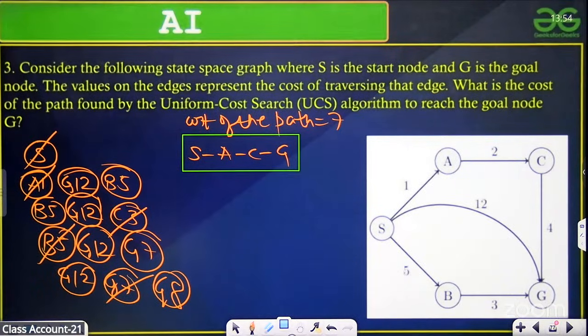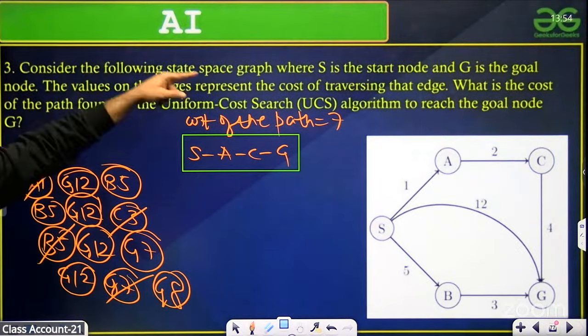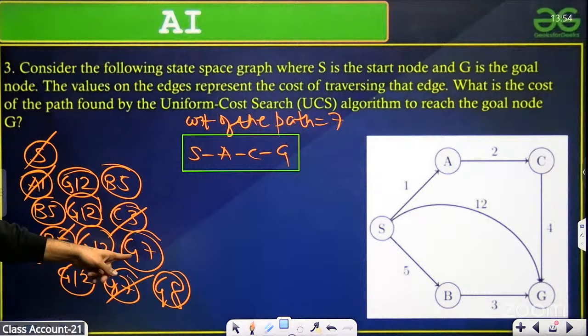Now A can be reached at a cost of 1, G at 12 and B at 5. I would be cutting A1, and I can reach C at 3. A has a single child, that is C. So now I would be cutting C3, then C has a single child, that is G, and I can reach G at a cost of 7.